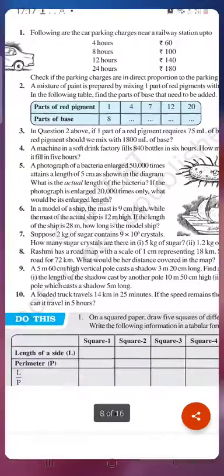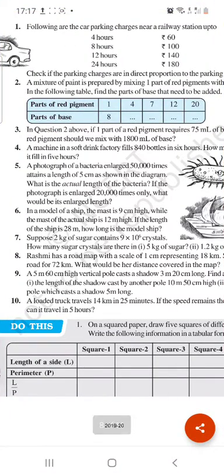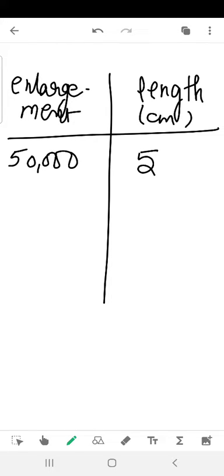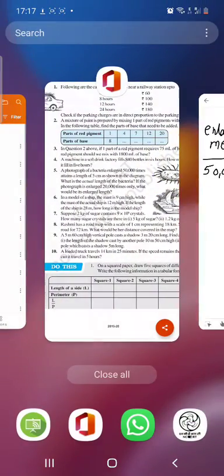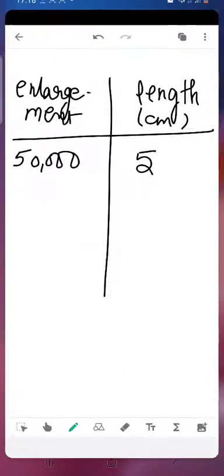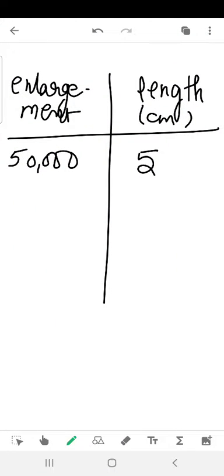Okay, so the first thing is he's saying that if the enlargement is done 50,000 times, then the length is 5 centimeters. So if the enlargement is 50,000, the length is 5. Length I will write in centimeters. Now, what is the actual length of the bacteria? If we have to find out the actual length, then the enlargement must be 1, because there is no enlargement, that is the actual value, so it will be 1. So what will be the length of the bacteria?